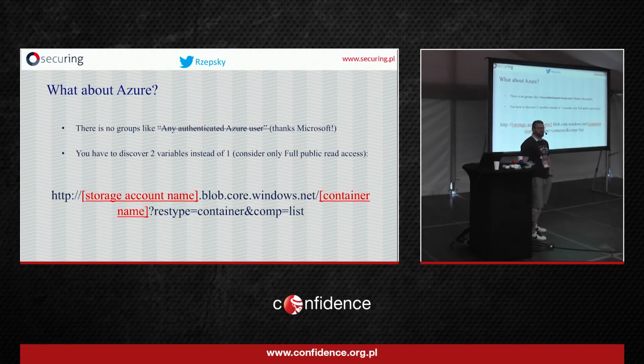So what about Azure? Maybe Amazon sucks and Azure is better. First of all, there are no groups like any authenticated Azure user. That's good. And to be able to list the content of the container, you have to find two variables: the storage account name and the container name. However, the problem is still there: administrators still believe that it is undetectable, but it is.